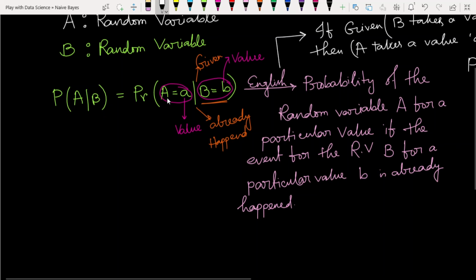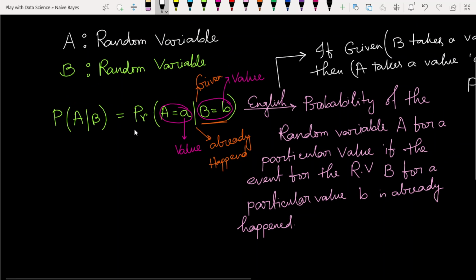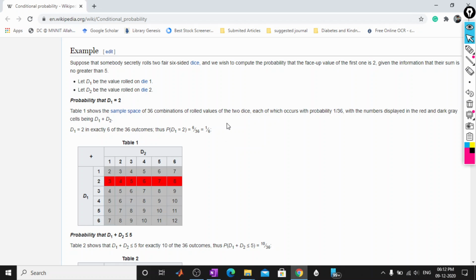So before taking an example, I am going to the Wikipedia page. From here we are taking the example. Here we are taking a roll of a dice. I think you have already learned what a dice is.